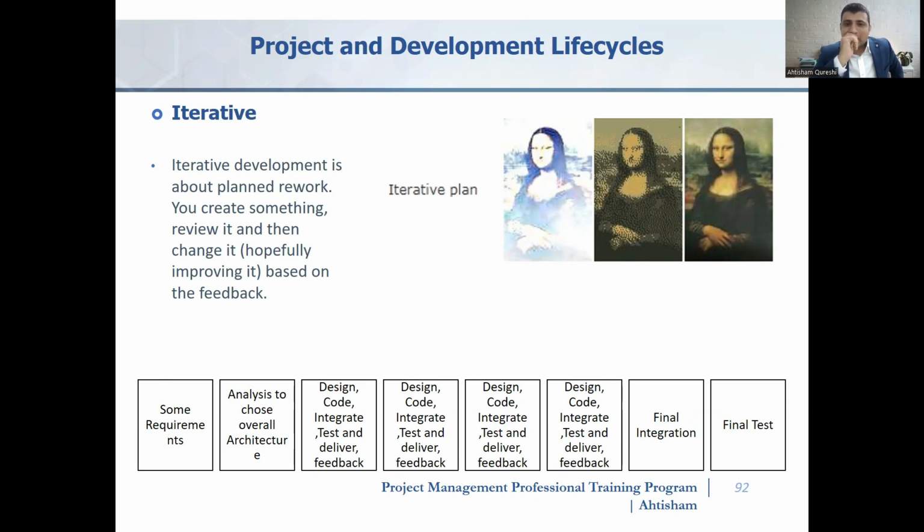How? Did you understand the picture difference? Now, if you see in the first iteration, first delivery, I am delivering a very vague picture of Mona Lisa. In the second delivery, I will go and paint it. I will add colors. Okay.